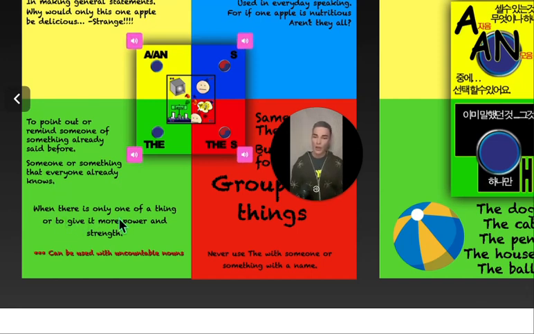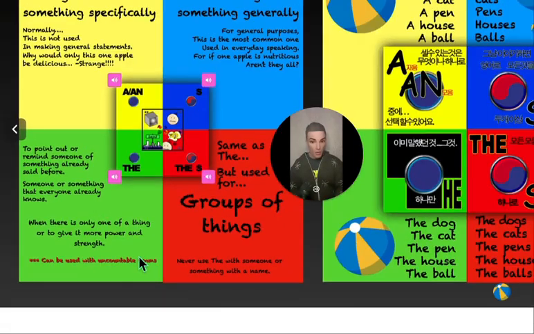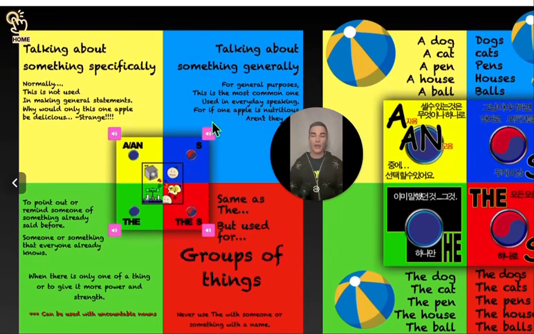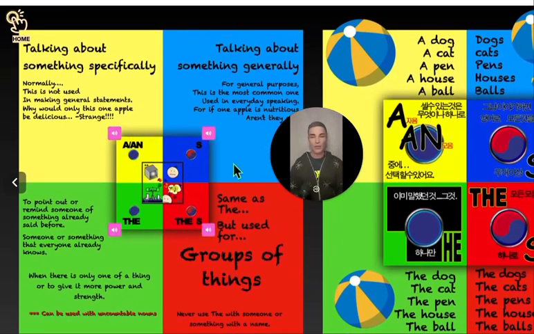When there is only one of a thing, or to give it more power and strength, like the king or the sun, yeah? Or the day you were born. The can be used with uncountable nouns. The air, the love. Okay. A may not, because you can't count them, correct?